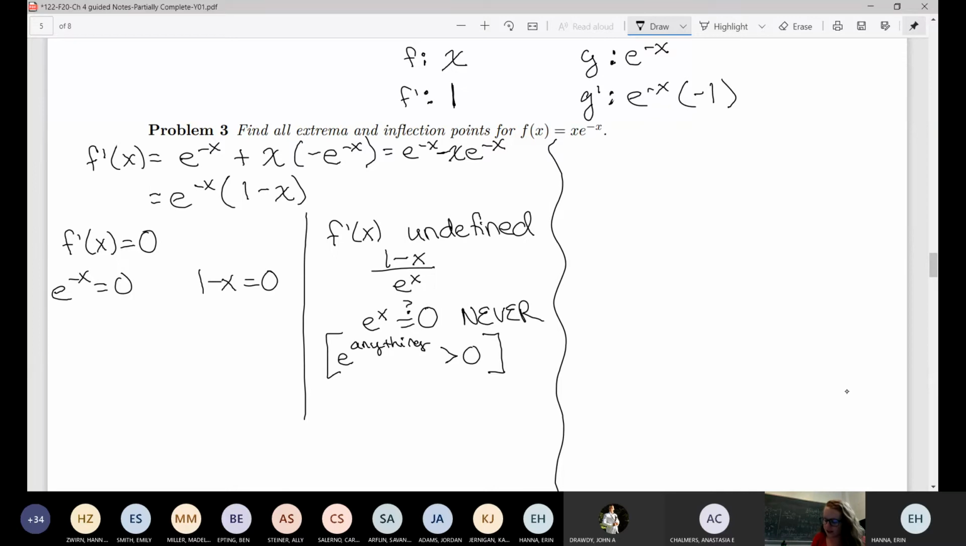e to the negative x is never 0, because I just told you that e to the anything, and I mean anything, is always positive. Now, if there's negatives in front of the e, that changes things, but the thing in the exponent does not matter. And here we'll get that x equals 1 from that other piece.